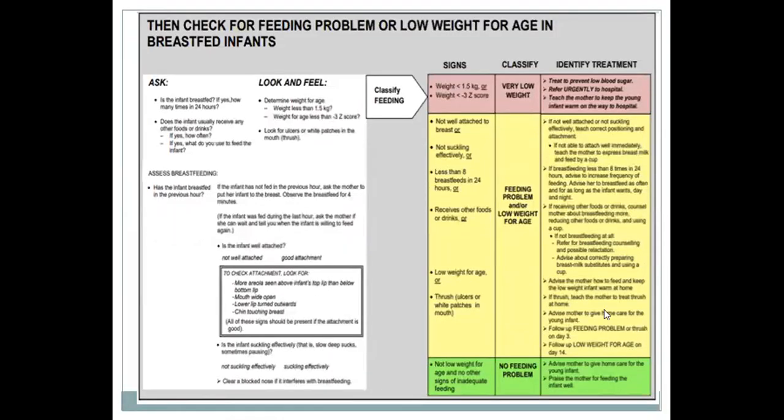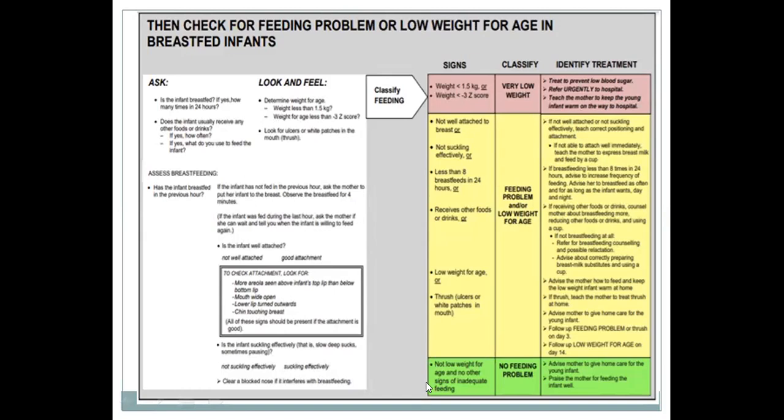There is also classification for low birth weight or feeding problems, and no feeding problem. For example, feeding problem or low birth weight is indicated by not well attached to the breast, not suckling effectively, fewer than 8 breastfeeds in 24 hours, receiving other food, low birth weight, or thrush. These indicate a feeding problem or low birth weight. If not well attached, then identify, classify and treat to prevent low blood sugar, and refer urgently to hospital. Teach the mother to keep the young infant warm on the way to hospital.